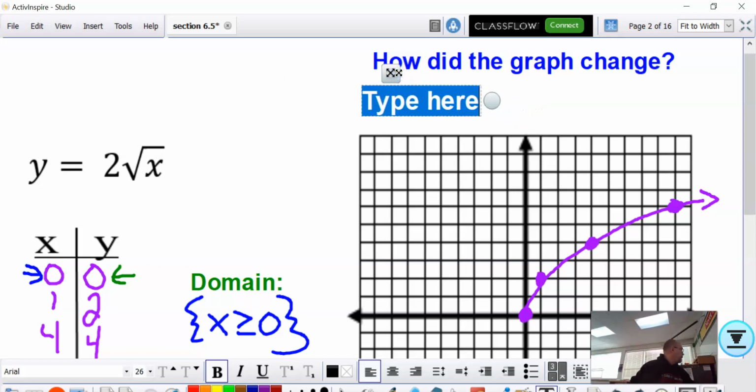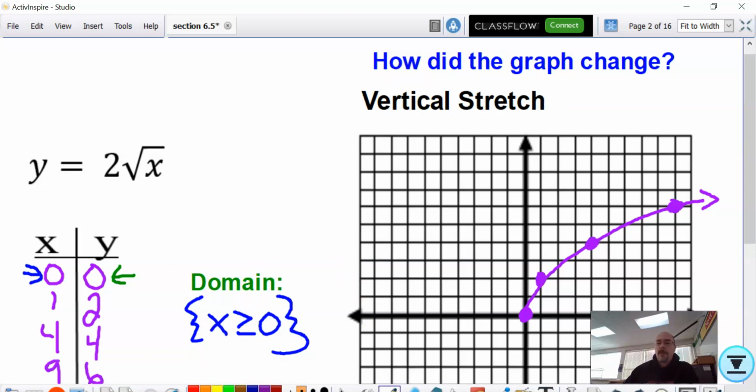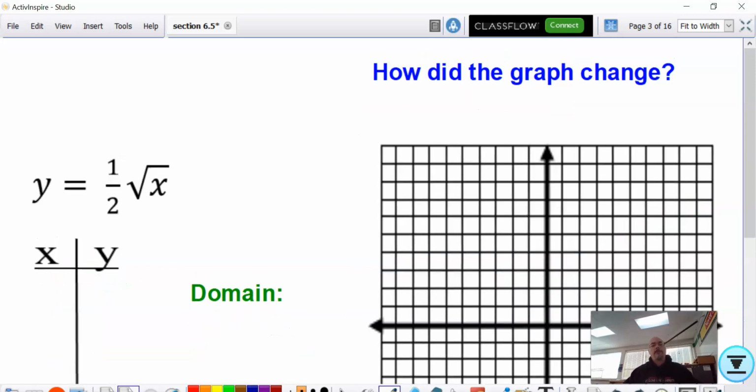If you can see me in the corner, got my little rubber band here, folks. That is a vertical stretch. So multiplying by 2, it is stretching it. It is a vertical stretch. It got pulled up. It got stretched up. All right, let's go to the next one.